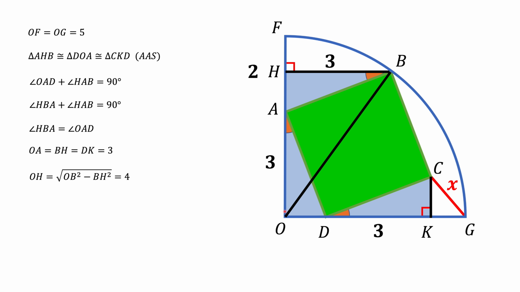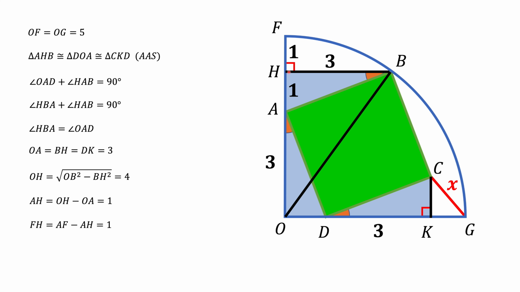But if OH is 4 and OA is 3, it means that AH, this piece, should be 1. Also notice that AF is 2. AH is 1, and that means that HF also should be 1.